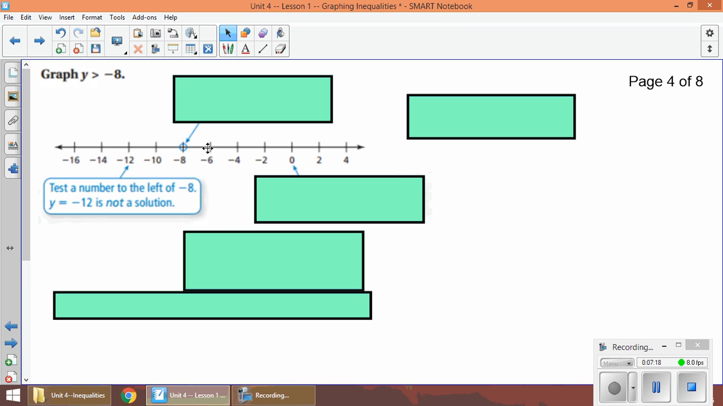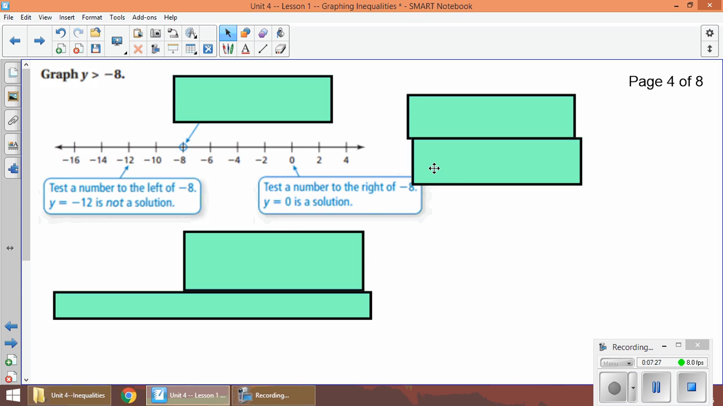If I move to the right of my number line, are my numbers getting bigger or smaller? And hopefully you're saying bigger. So if I test 0, 0 is a number to the right of -8. So y equals 0 could be a solution.